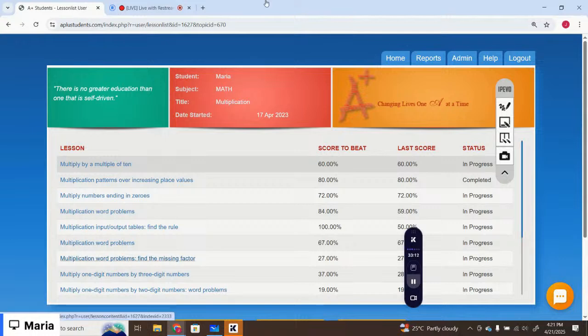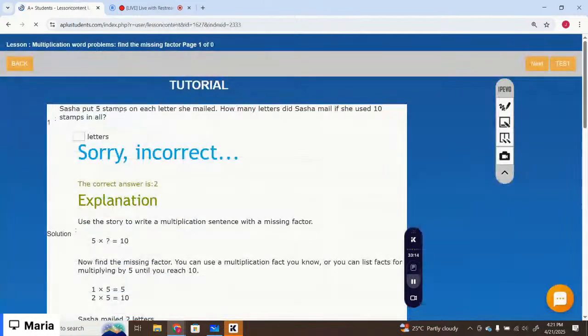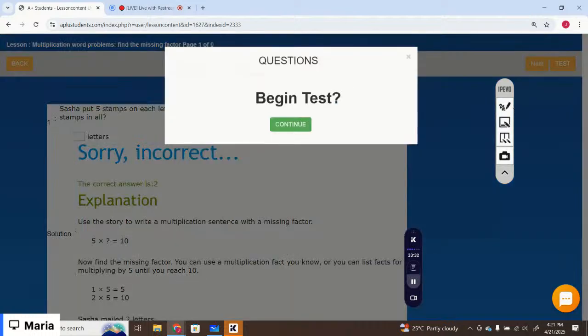Multiplication word problems: find the missing factor. Let's just start with the test questions.